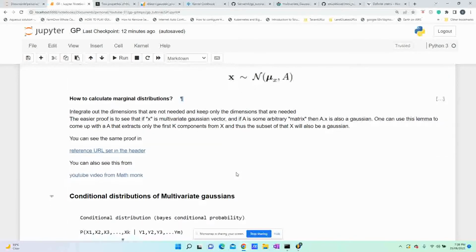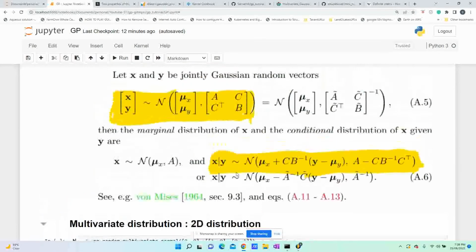And if you're looking at conditioning, if I take a Gaussian distribution like this and condition x given y, then the conditional distribution is also a normal distribution. You can see this N here, normal distribution, and the mean and covariance can be analytically worked out, right?